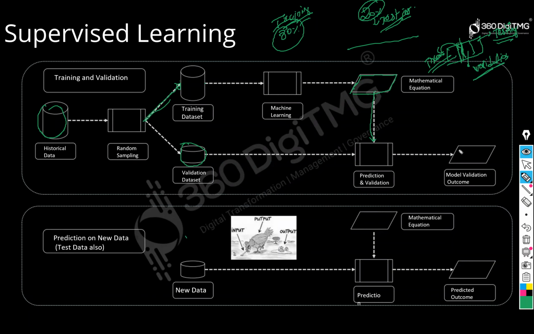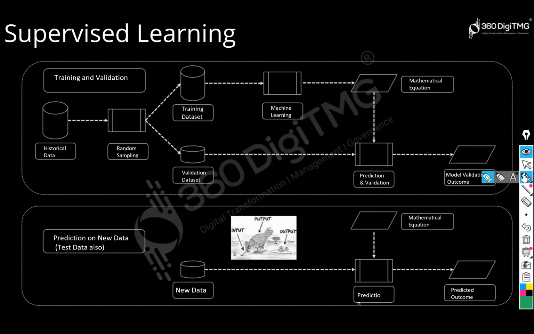Then once I get a good model validation outcome, I will put in the new data to check whether my model is working well or not. For the new data, I already have the output. So I will put in the mathematical equation, get the output, and compare it with the output values that I already have in the data. If the accuracy is good, then my model is good. If the accuracy is bad, then my model is bad. This is how supervised learning works.